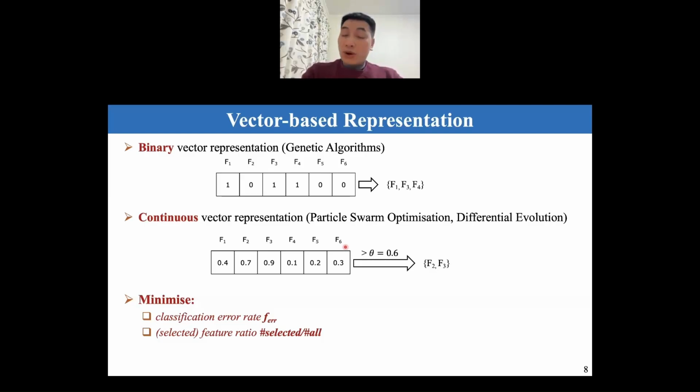For the objective function, it's quite simple. We're going to minimize two objective functions. The first one is we would like to minimize the classification error rate, which is F error here. And we also would like to minimize what we call the selected feature ratio, which is the ratio between the number of selected features and the total number of features we have originally. Okay, so both of them are going to be in the range 0 to 1. So they have the same range, which makes it easier to optimize.